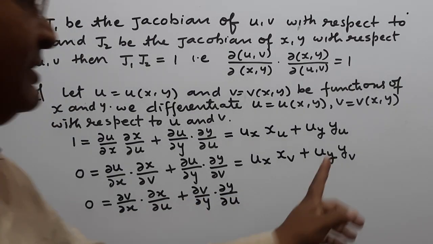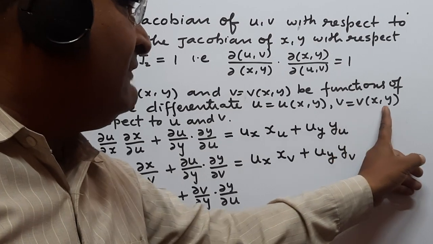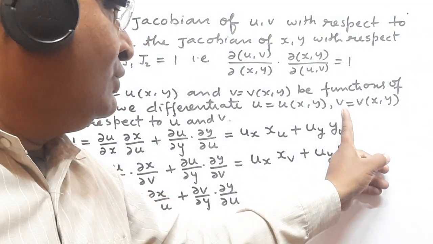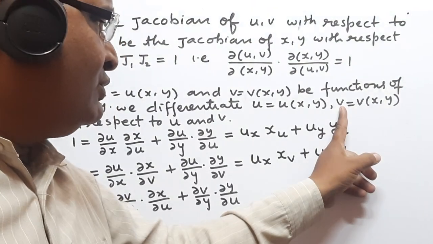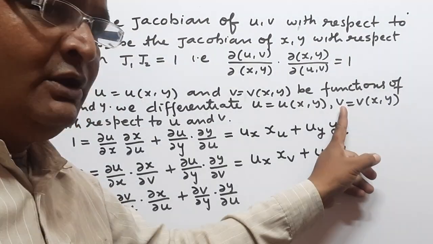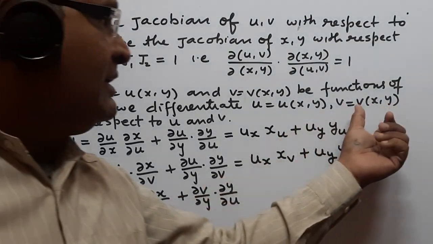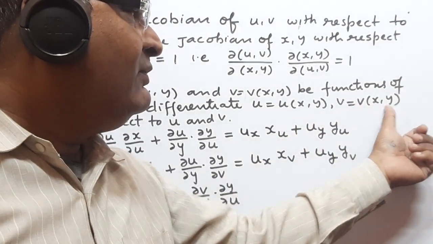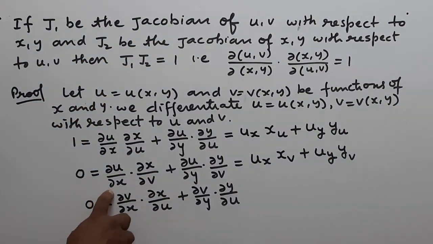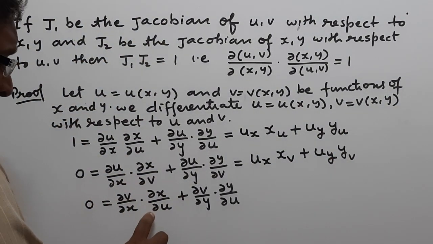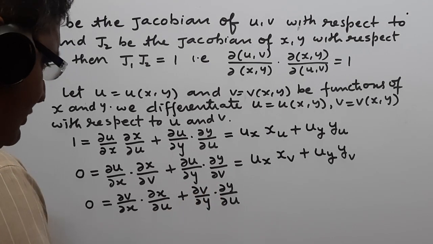You can see here v is equal to v(x, y). We differentiate this partially with respect to u. When we differentiate the left hand side partially with respect to u, v is constant, so the differentiation of v with respect to u is 0 here. And in the right hand side, when we differentiate this v(x, y) partially with respect to u, this can be written as del v upon del x multiplied by del x by del u plus del v upon del y multiplied by del y by del u.